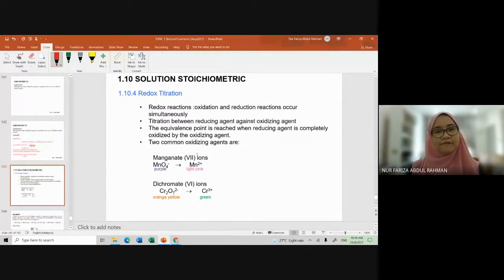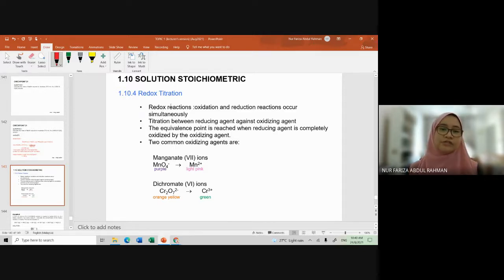Next up, we have redox titration. This will be the last reaction that we can apply solution stoichiometry to. So the word redox itself, RE stands for reduction, RED, and OX stands for oxidation. The oxidation and reduction reactions occur simultaneously.